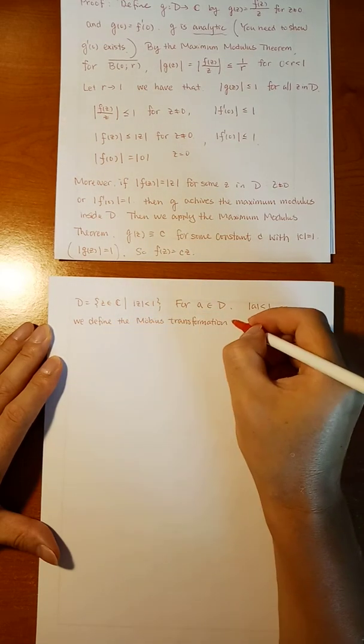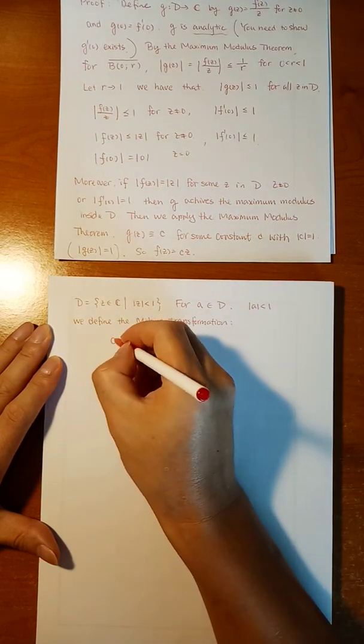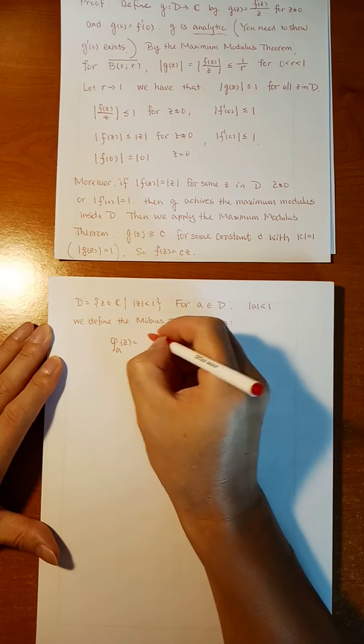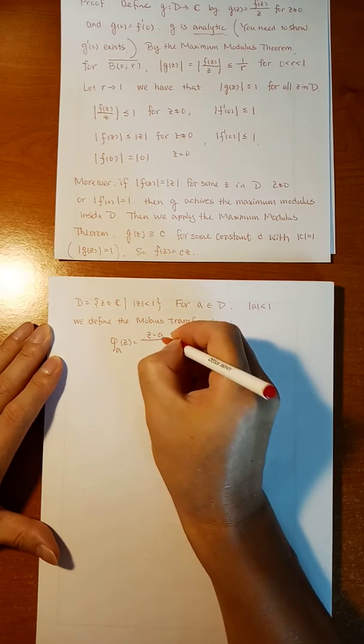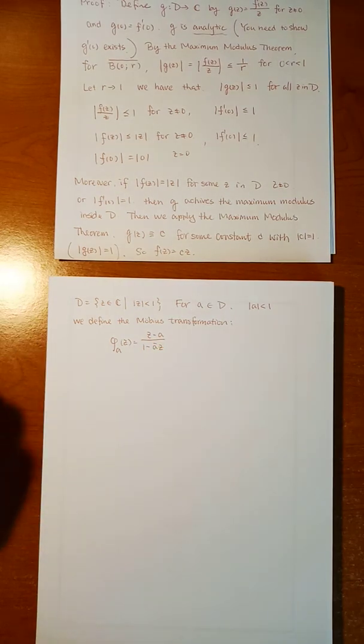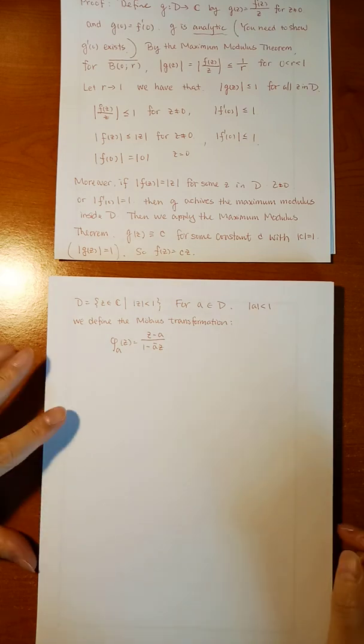The Mobius transformation depending on A, so we call it phi sub A of Z, equal to (Z minus A) over (1 minus A bar Z). All right.